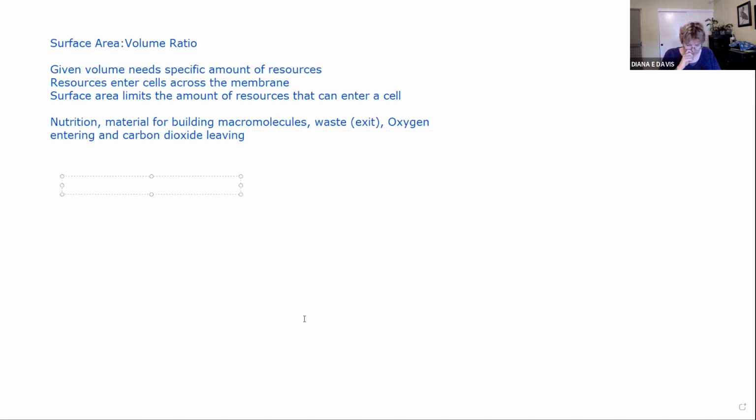So when we look at this, I'm going to walk you through this process. We're going to describe it based on a cube, even though cells are not, well, some cells are cube shaped, but usually not. The math is just easier.